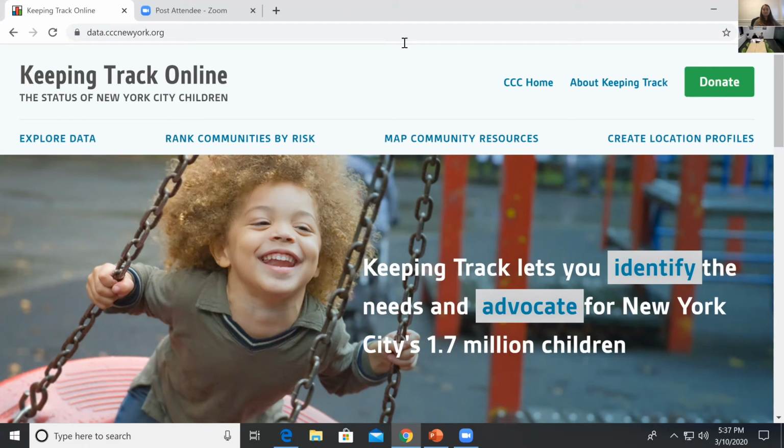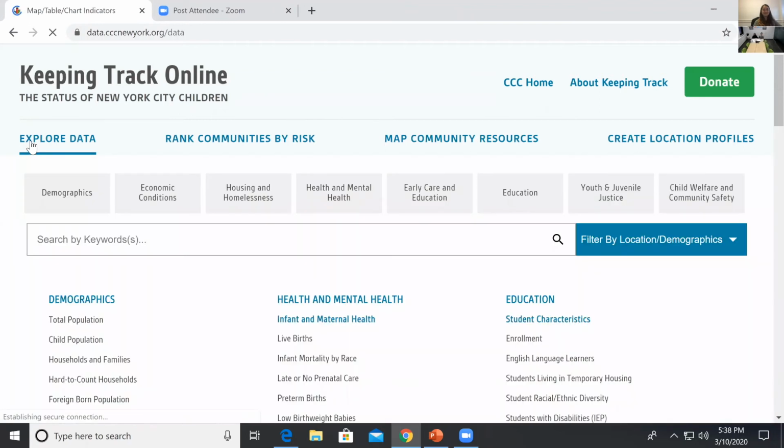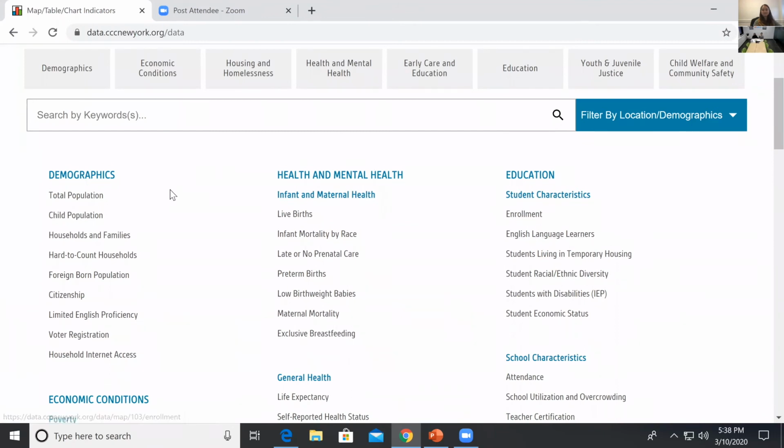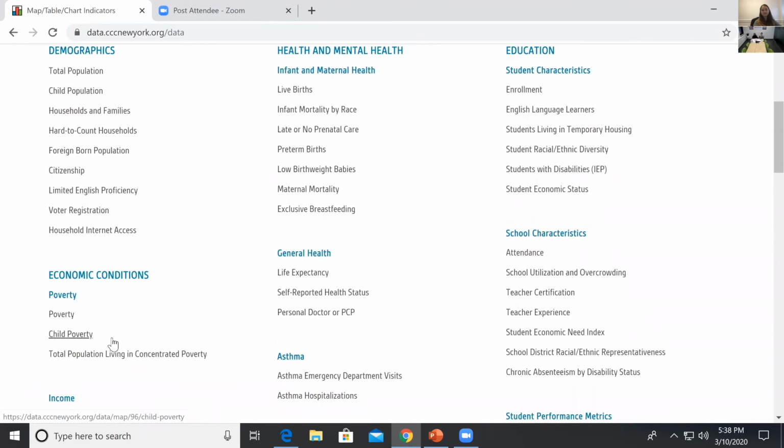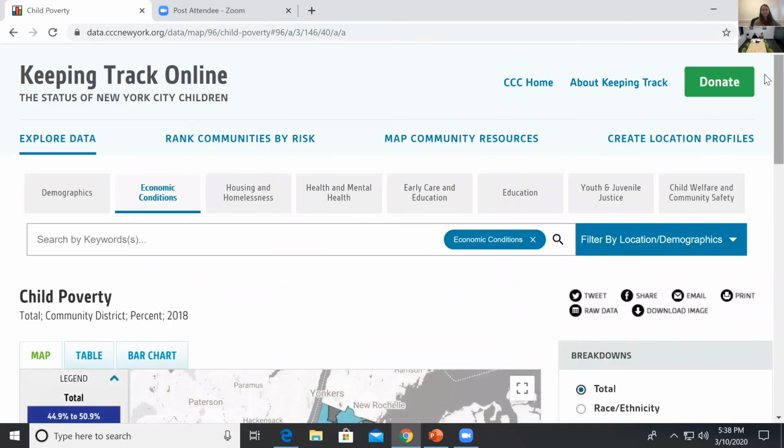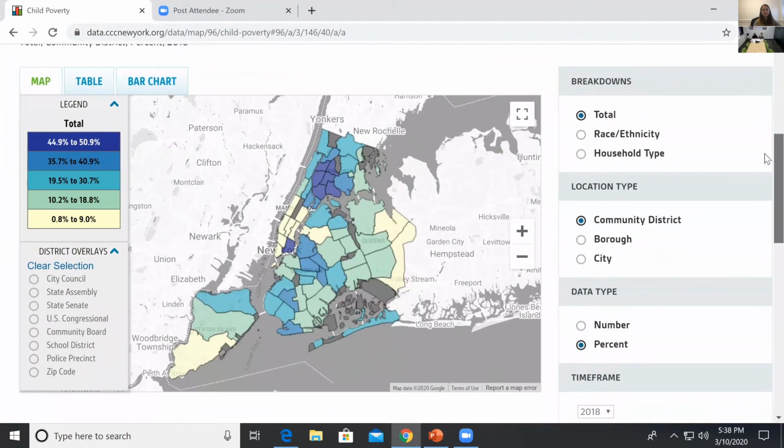So I'll very quickly go through the functionalities. The first thing that you can do is explore data, much like on the other tools. There's just a list here of all of the things that we track. So we can look at child poverty in New York City. It automatically populates on a map here, and you can see the communities with the highest child poverty concentrated in the South Bronx, and there's some in central Brooklyn, and where there's yellow is the least amount of child poverty. You could break it down by race, ethnicity.